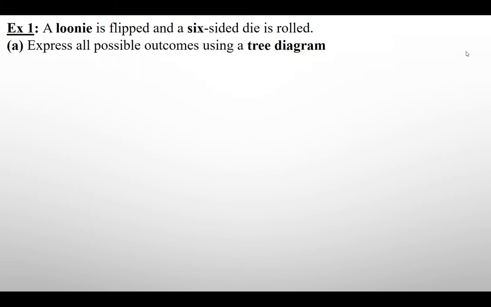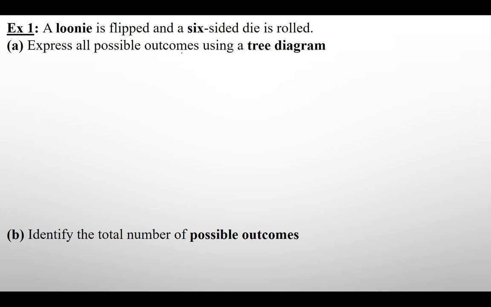A loonie is flipped and a 6-sided die is rolled. I want to express all the possible outcomes using a tree diagram and then identify how many possible outcomes I have. All right, so this is actually going to be a really big tree diagram. For a tree diagram, at the very top, you should identify which object you're dealing with. And I like to always start off with the object that has the fewer number of outcomes. So I'm going to pick the loonie. Okay, so the loonie, you have 2 possible outcomes. Either you can have heads or you can have tails.